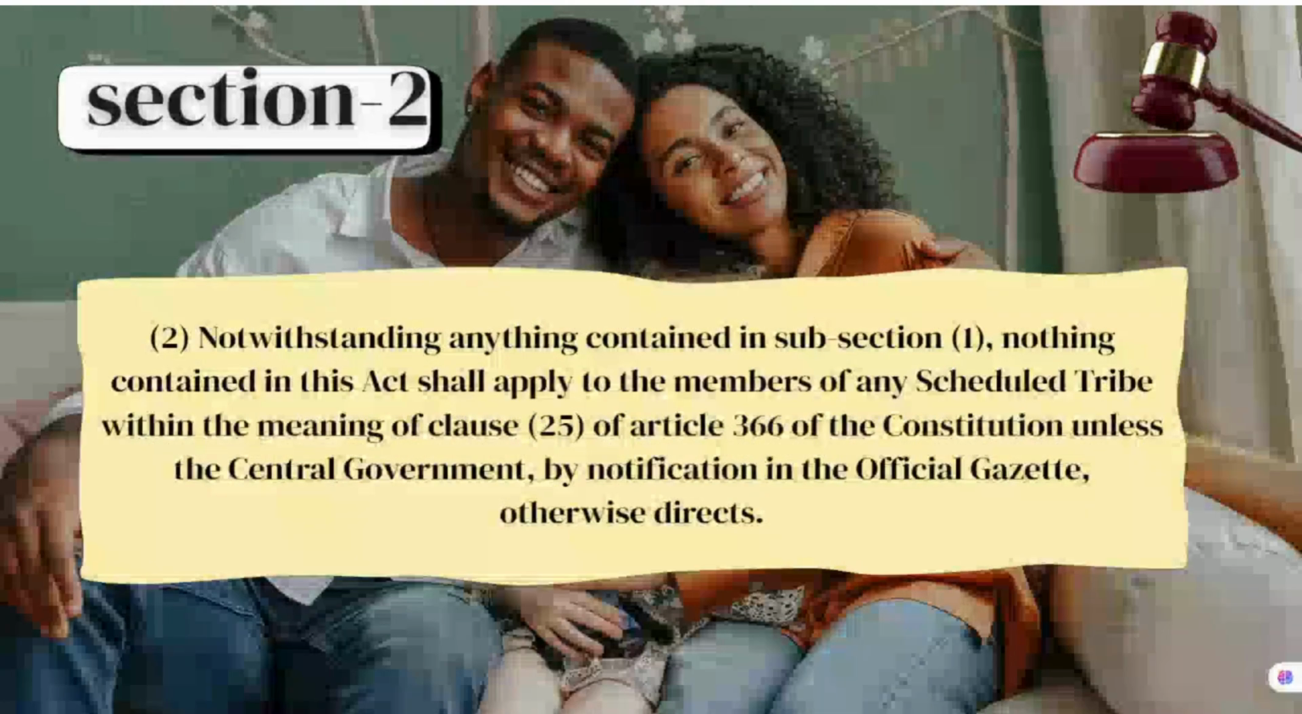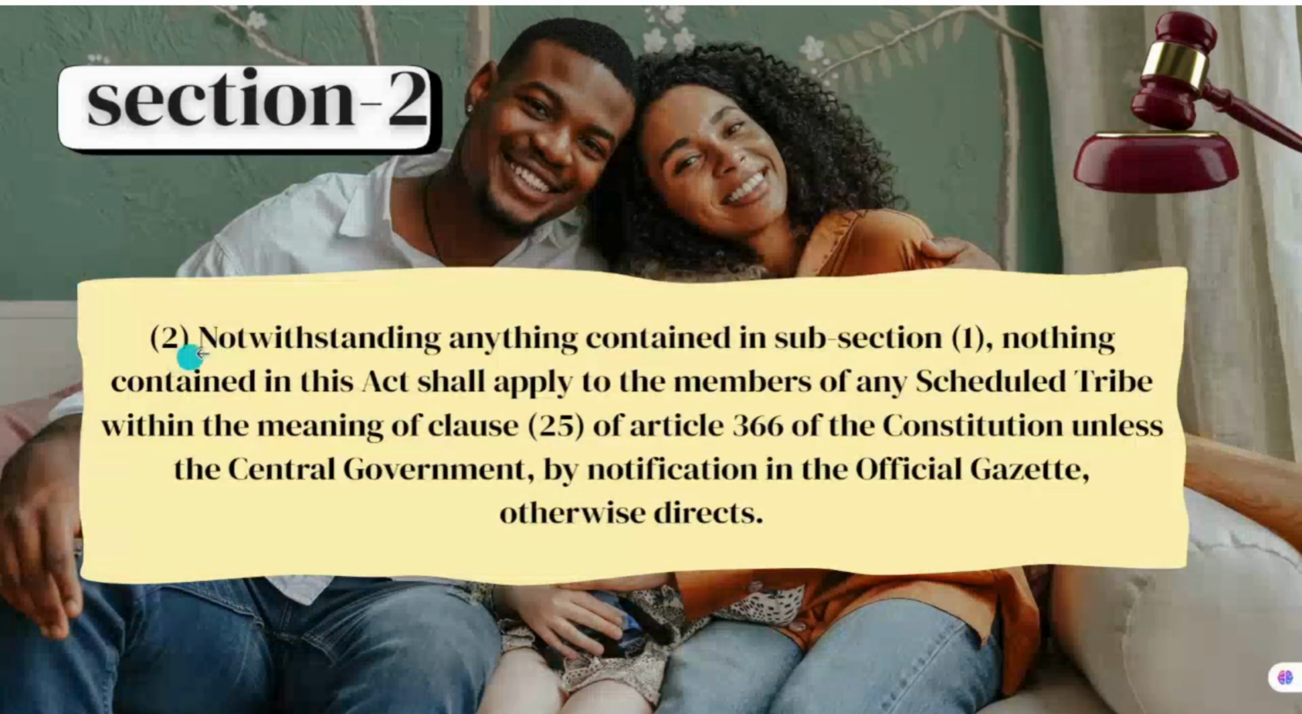Next, subsection 2. Notwithstanding anything contained in subsection 1, nothing contained in this act shall apply to the members of any scheduled tribe within the meaning of clause 25 of article 366 of the Indian Constitution unless the central government by notification in the official gazette otherwise directs. This act does not apply to the members of scheduled tribes unless the central government issues a special notification in the official gazette.